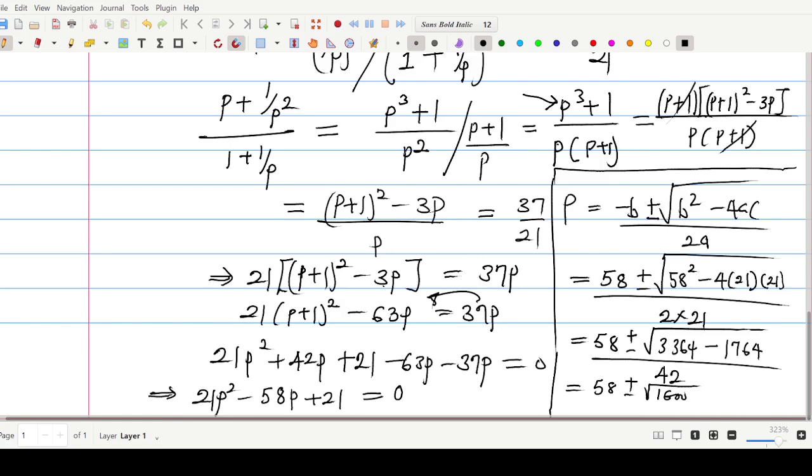So from here we are good to go. The two values are accepted because they are both positive. Let me take more page. The page is exhausted.